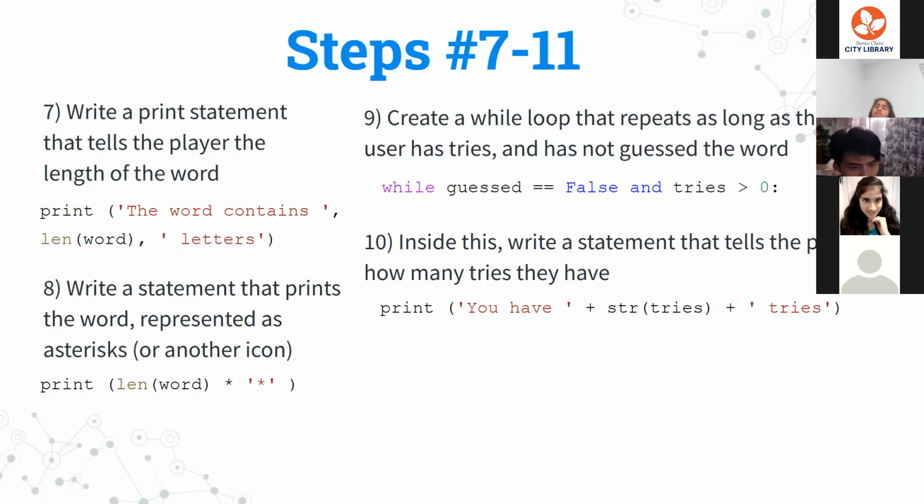Okay, so the answer to this would be print, and then in parentheses, you have "You have", and then you could put a comma or you could put a plus, str, which stands for string, and then tries, then "tries left". We defined tries to be 10 in the beginning, so it would say you have 10 tries left.